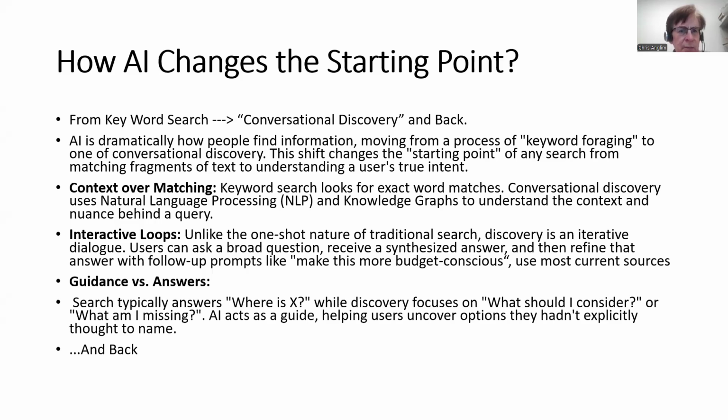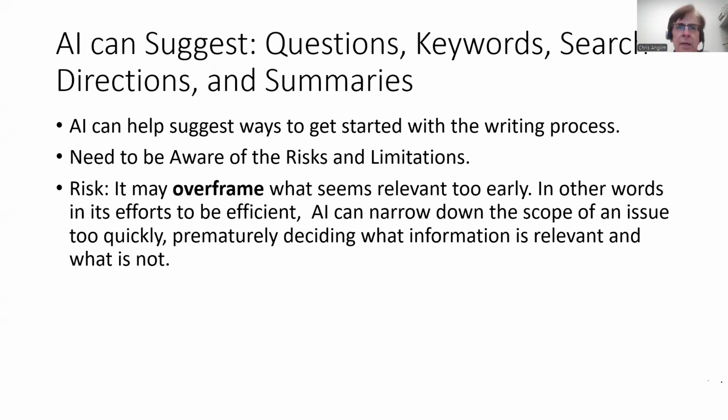Search typically answers ask, where is it? Whereas discovery focuses on what should I be considering, or what am I missing? So in this sense, AI acts as a guide, helping users uncover options that they hadn't explicitly thought to name, and then back and forth like that. So AI can often suggest questions, keywords, search directions, and summaries to help lead you in developing your search, making this one of the more helpful aspects of AI searching.